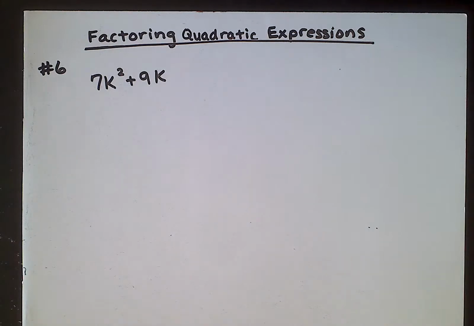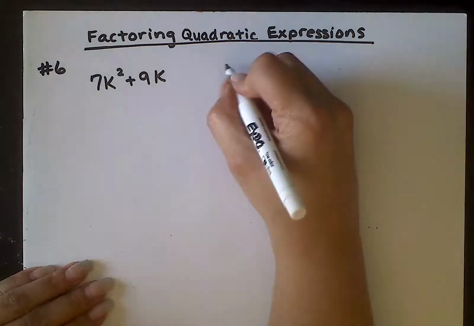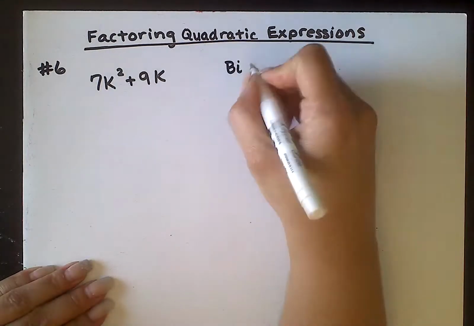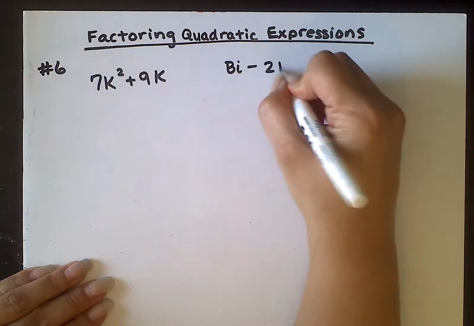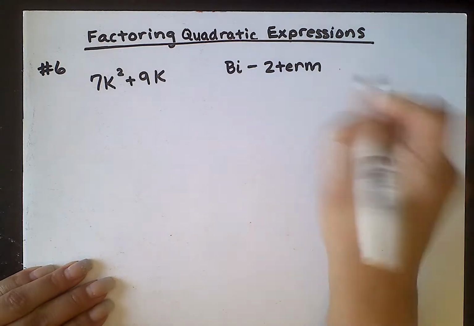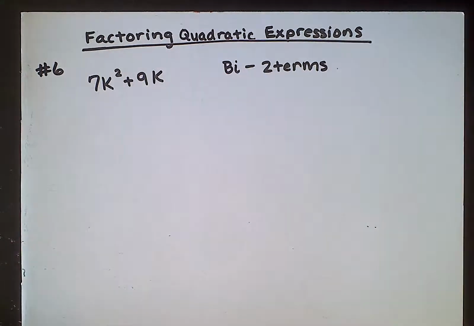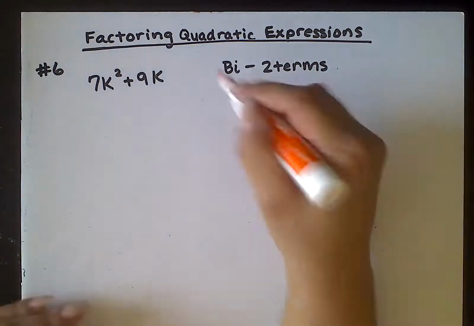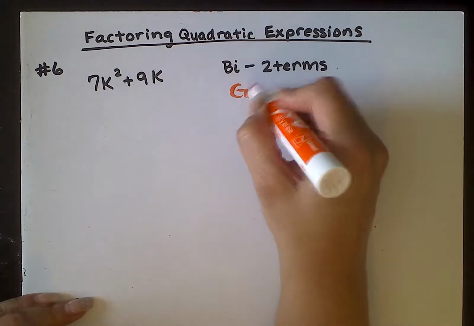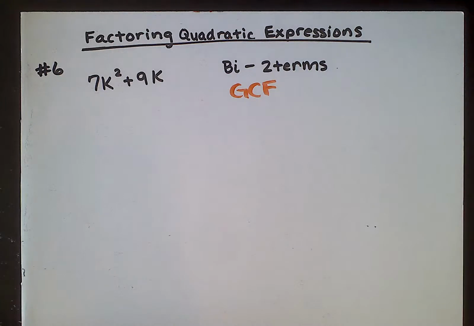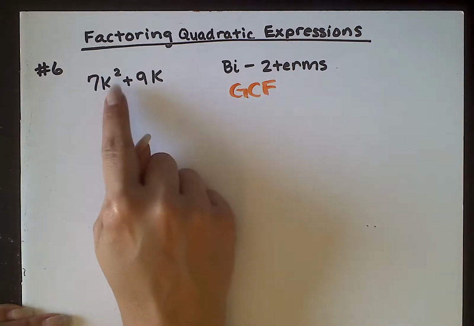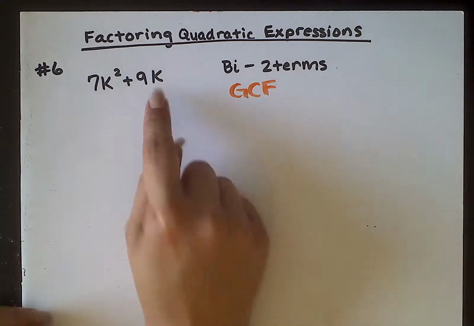So this is actually just like we were doing right now on level A2. So I have a binomial. Because it's a binomial, it has two terms. So first thing you want to do is double check for a GCF. So taking a look, you have 7k squared and 9k.